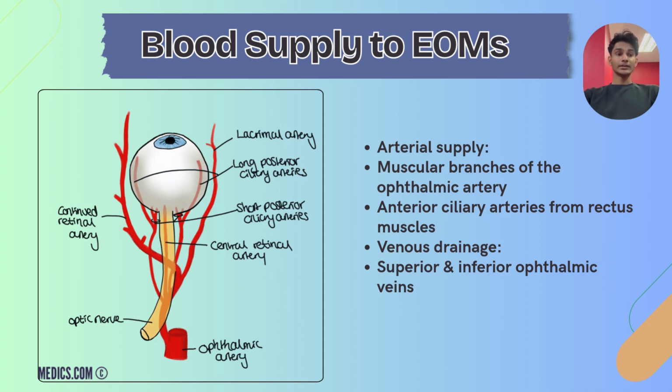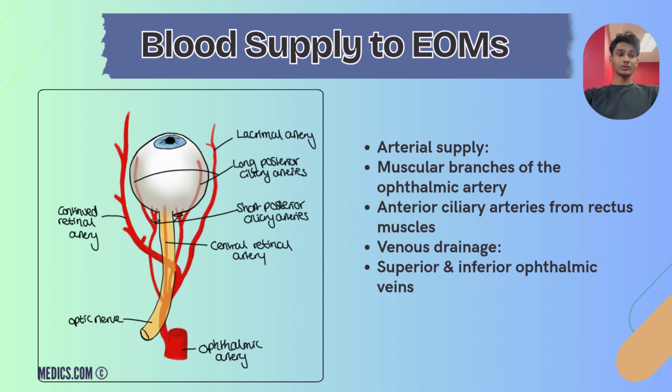Arterial supply. The main artery that supplies the extraocular muscles is the ophthalmic artery, which is a branch of the internal carotid artery. From the ophthalmic artery, small muscular branches supply blood directly to the rectus muscles, oblique muscles, and even the levator palpebrae superioris. In addition, each of the four rectus muscles gives rise to small arteries called the anterior ciliary arteries. These vessels help supply blood not only to the muscle but also to parts of the sclera and conjunctiva, which are layers of the eye.